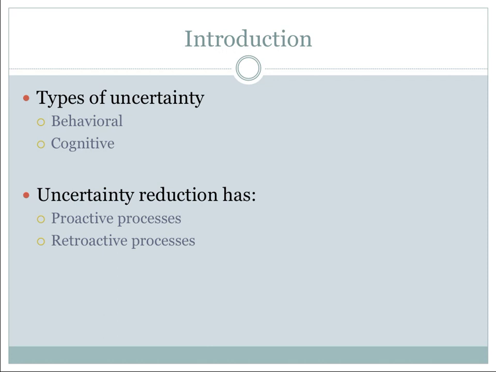And cognitive uncertainty is the kind of uncertainty that arises in our own thinking as we try and relate to other people prior to any substantive observations. And uncertainty reduction has both a proactive and retroactive process. So a proactive process is to, in the moment, in an interaction, reduce uncertainty through asking questions, through analyzing behavior.